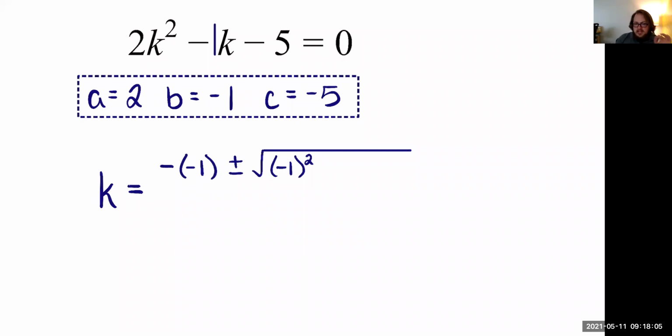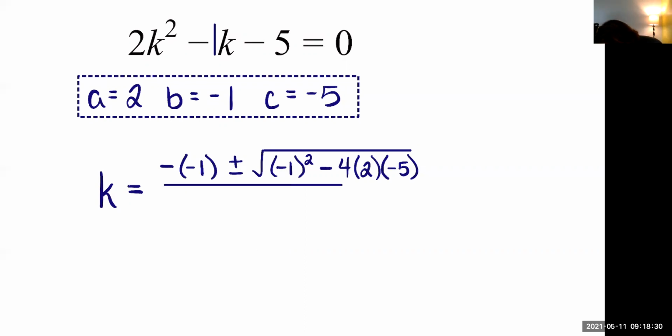So we had -b plus or minus the square root of b squared minus 4. This -4 will always be there. That's part of the formula. Times a, which is 2, times c, which is -5. Notice I wrapped each of them in their own set of parentheses. Then big old fraction bar. The entire thing is over 2. That 2 will always be there. Times a, which this time is also 2.